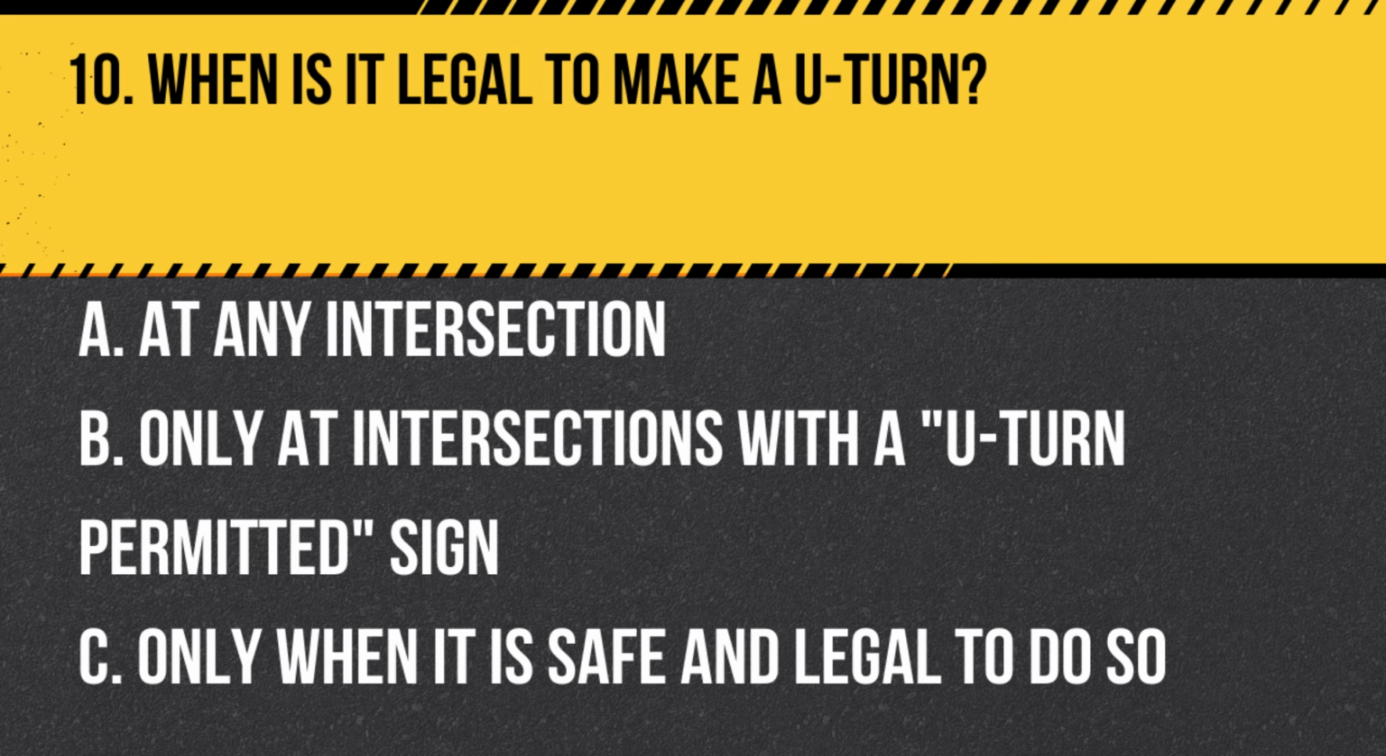Question 10. When is it legal to make a U-turn? A. At any intersection. B. Only at intersections with a U-turn permitted sign. C. Only when it is safe and legal to do so. Answer. C. Only when it is safe and legal to do so. You can make a U-turn when it is safe, legal, and you have a clear view of approaching traffic.